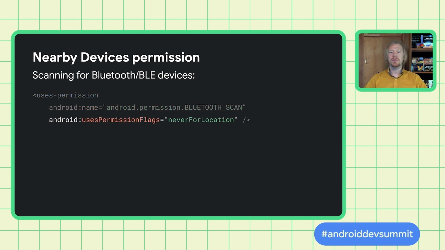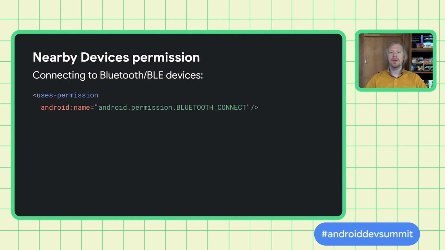By declaring the uses-permission flags attribute as neverForLocation, the developer indicates they don't plan on using the scan results to derive user location. If you only need to connect to devices, you can declare Bluetooth Connect permission.